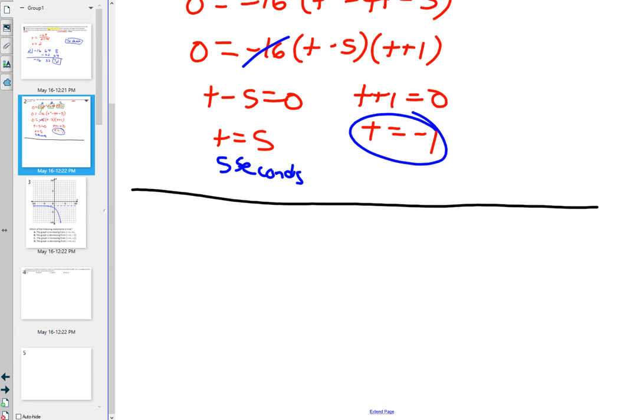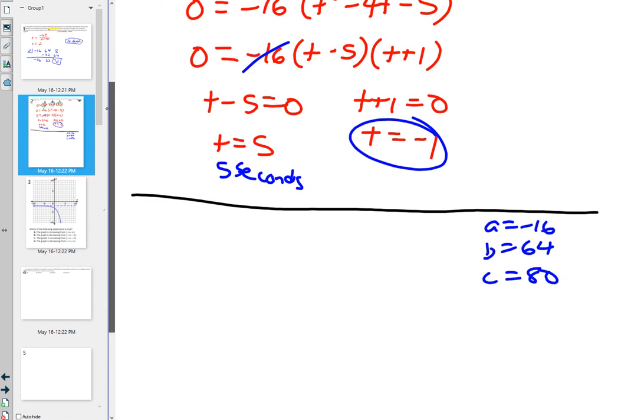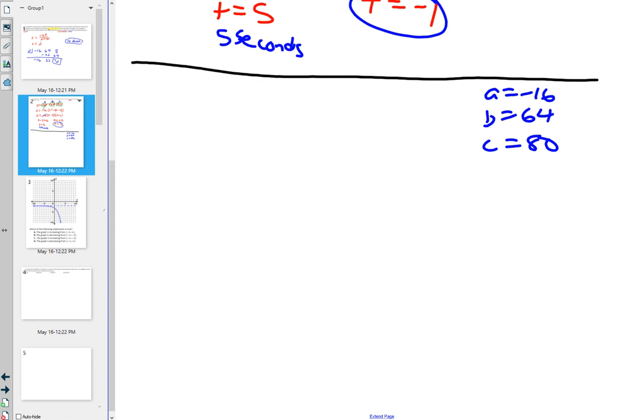So A is negative 16. B was 64, right? And C was 80. So then we're looking for T, time. So time is equal to, the first time you write B, it's negative B. This is on your reference sheet. What's the name of this part on the inside of the square root in the quadratic formula? The discriminant, good.